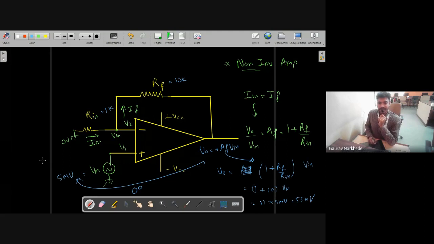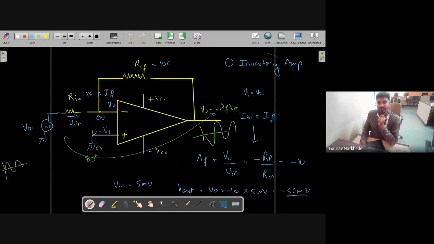इसका मतलब ये है कि if I am giving input as sine wave, output also I will get sine wave, but just amplified version of it, right? So this is regarding non-inverting amplifier, and this is regarding inverting amplifier. So both the cases we have seen thoroughly in detail in our theory class. Okay, now very important concept.